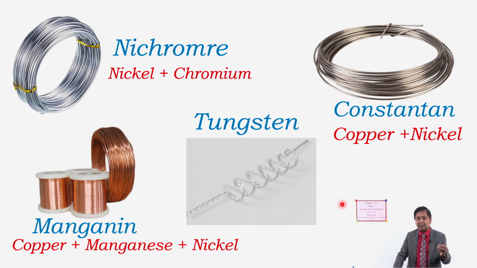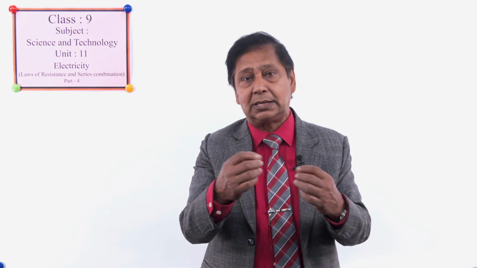Okay, after this example of resistors, now I want to tell something more about resistance. Can we expect that nichrome, tungsten, manganese, constantan all have equal resistance? Does it depend upon length? Does it depend upon thickness? What factor affects the resistance? Do all of them have the same resistance? No. Different substances have different resistance. In the same substance also, if length is changed, thickness is changed, temperature is changed, its resistance also changes.